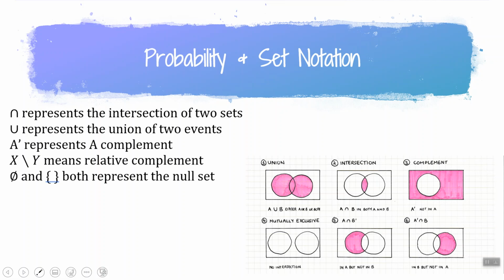This x/y that you see here means a relative complement. So the odds of something in terms of something else. You'll see that more in the next video lesson. And then this 0 with a slash through it is called the null set, or sometimes you'll see it with just two brackets that are empty in between. It just means an empty set, a set with no values.